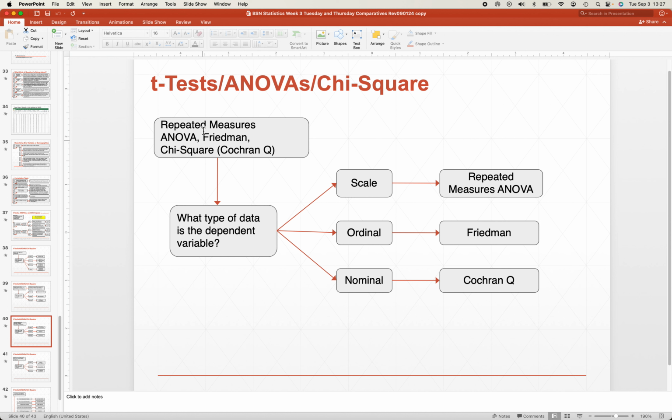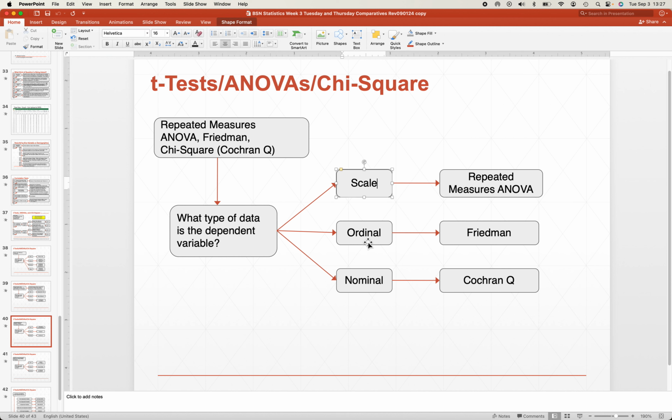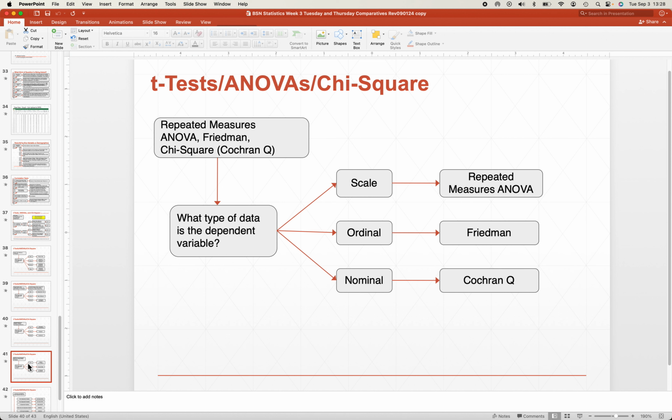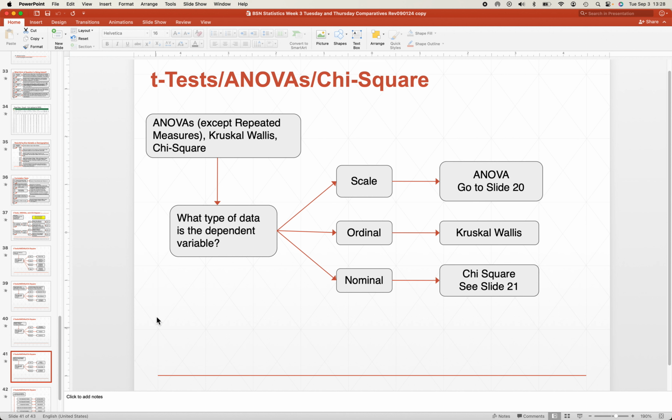If it's a pre-test, post-test, we're going to go to the repeated measures ANOVA, the Friedman, the chi-square. And again, when we get here, we just simply have to know how our dependent variable is being measured. If it's scale, we can use the repeated measures ANOVA. Remember, the ANOVA, like the t-test, compares means. We can't get a mean if we don't have scale data. And so in that situation, if it's ordinal, we use what's called the Friedman test. If it's nominal, we use Cochran's Q, which I don't really see used that much.